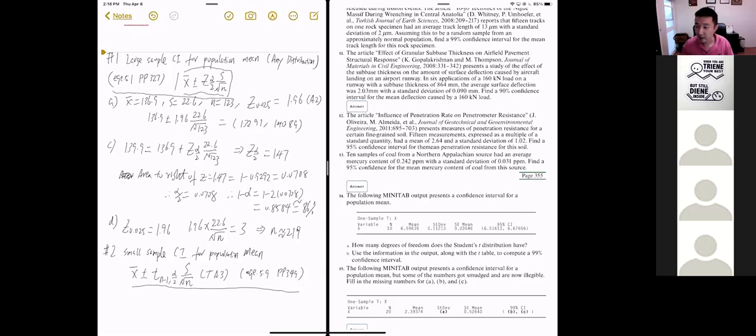And you can compare question number 1, large sample CI for population mean, and small sample CI for population mean. Actually you can write this equation side by side in a single paper.